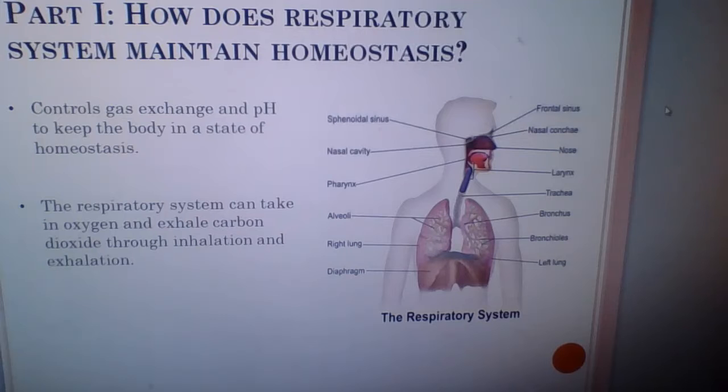How does the respiratory system maintain homeostasis? It controls gas exchange and pH to keep the body in a state of homeostasis. The respiratory system can take in oxygen and exhale carbon dioxide through inhalation and exhalation.